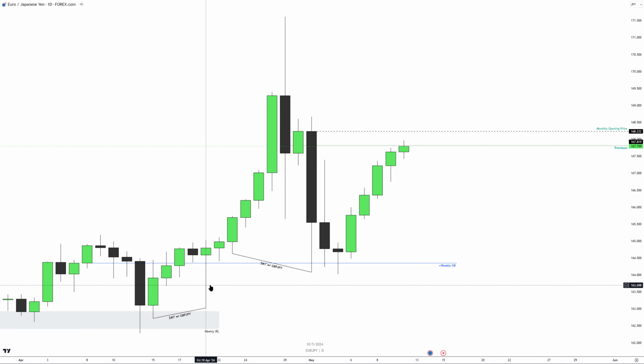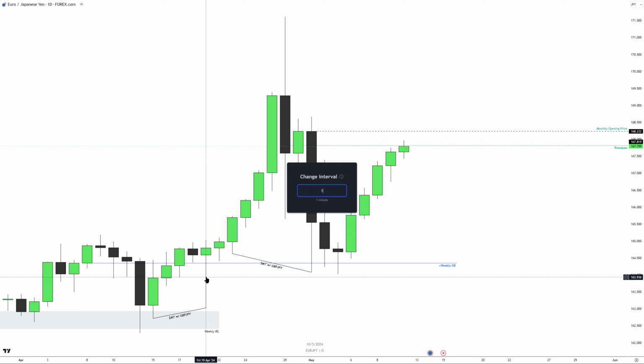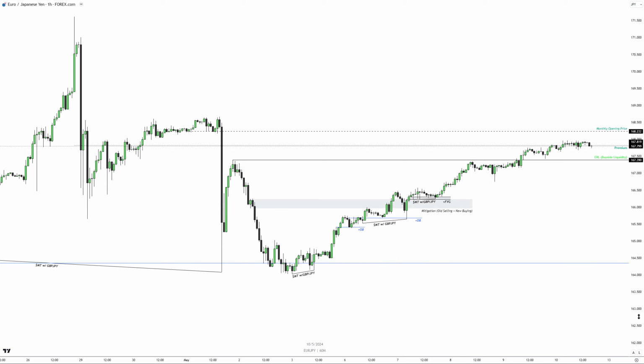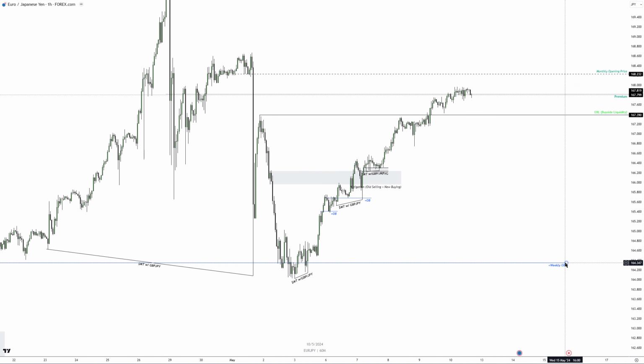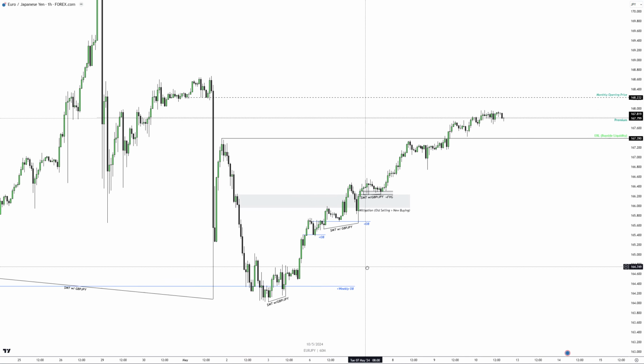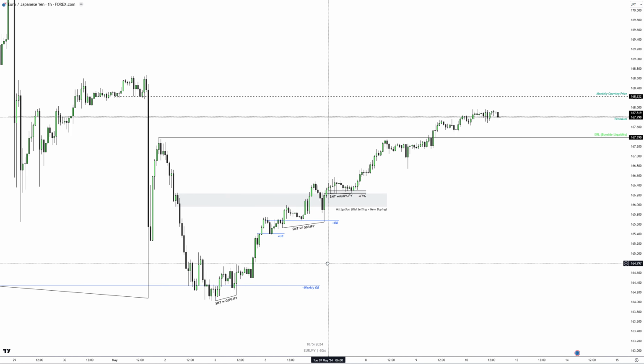Now that we have established our monthly, weekly, and daily context, we'll drop into either the 4-hour or the hourly time frame to look for an entry in line with my bullish drawn liquidity. And in this case, I'll drop down to the hourly time frame, where we will be taking a closer look at last week's price action in particular.